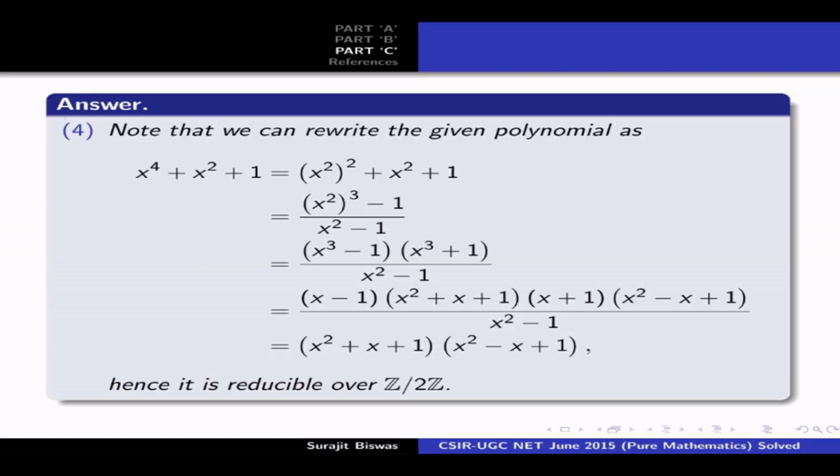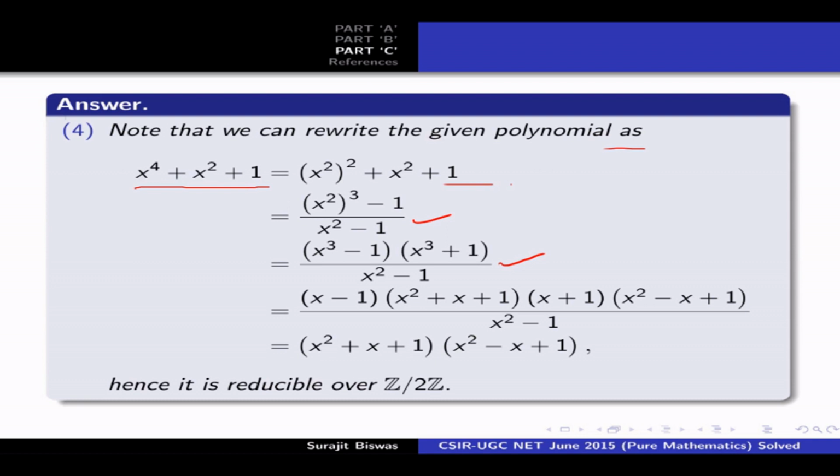Note that we can rewrite the given polynomial as x squared plus x to the power 4 plus x squared plus 1, equal to (x squared) whole squared plus x squared plus 1, and this can be written as this. Now (x squared) to the power 3 equals (x cubed) whole squared, so we can factorize like this, and this gives us another factorization.